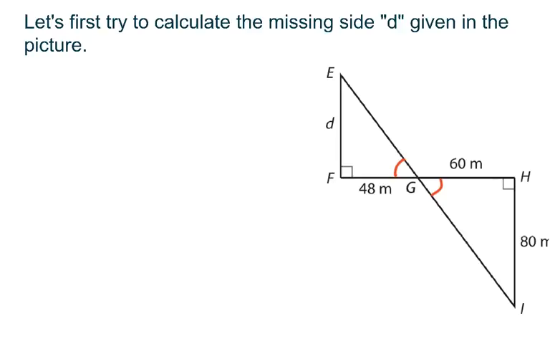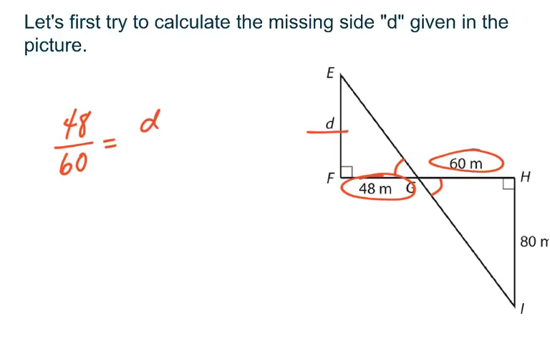So we can set up a proportion here. We're going to set up this 48 meters and the 60 meters in the same fraction. So 48 over 60 is equal to the missing measurement of D divided by 80 meters.